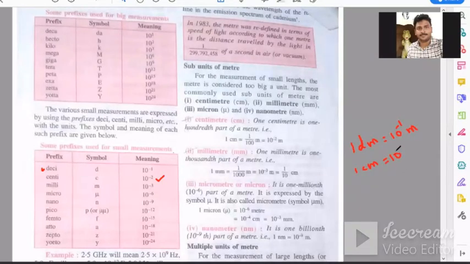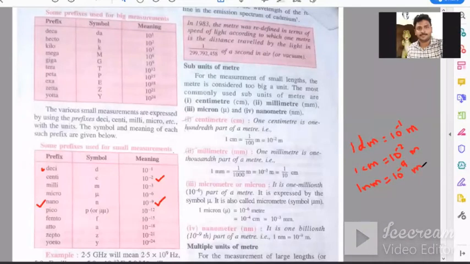Okay. Similarly, if we are having nanometer, where you can find nanometer here, in this line. And what is the symbol here? Small n. So 1 nanometer is equal to 10 raised to power how much? What is the power of 10 in nano? 10 raised to power minus 9. So 1 nanometer means 10 raised to power minus 9 meter.